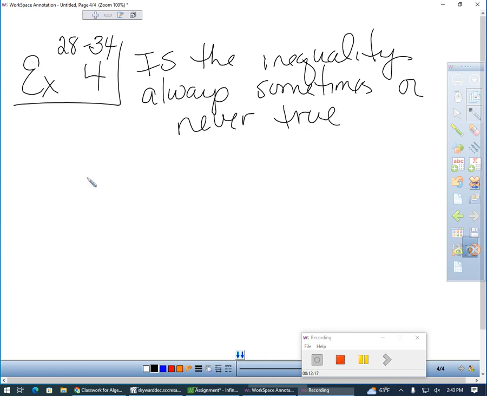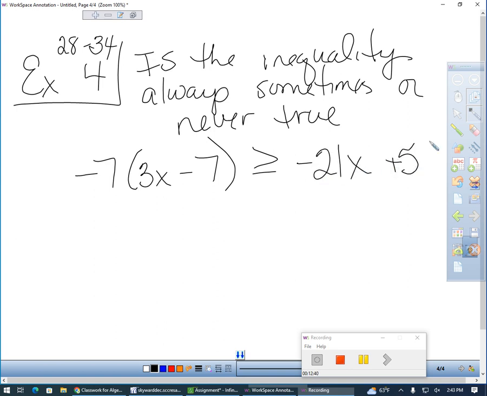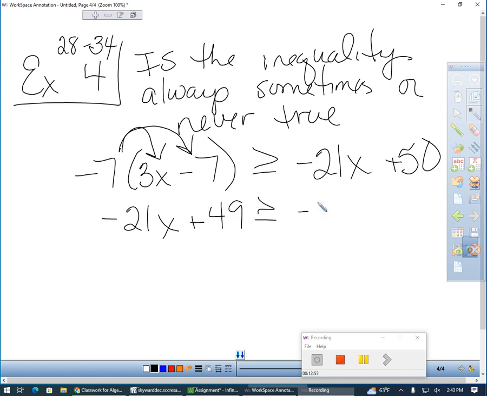And let's say I have negative 7 times (3x minus 7) is greater than or equal to negative 21x plus 50. All right, first thing we have to do is distribute. Negative 7 times 3x is negative 21x. Negative 7 times negative 7 is positive 49. Greater than or equal to negative 21x plus 50.